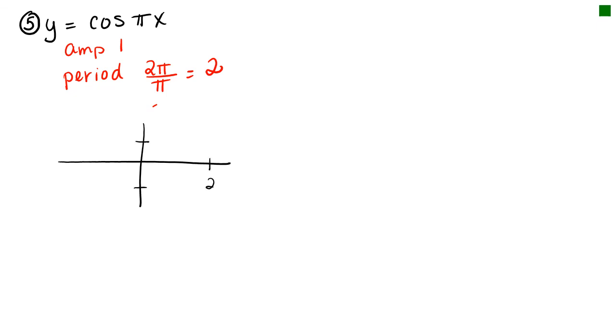I'm going to go to 2. Half of 2 is 1. 1/2. 3/2, because I'm going up by halves. -1/2, -1, -3/2, -2. We're cosine, so we start up, down, down, up, up. All right, there's my basic shape, and I make my W.